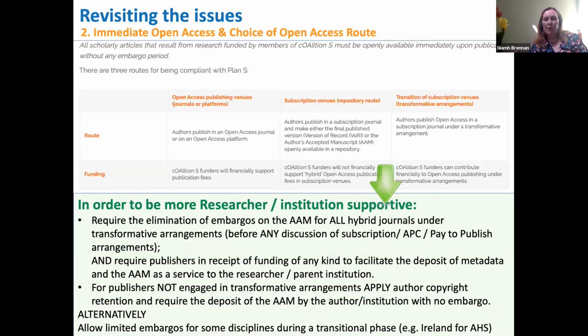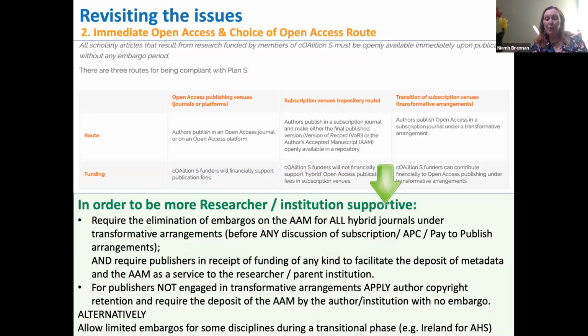Immediate open access and choice of open access routes, in order to be more researcher and institution supportive, requires the elimination of embargoes on all hybrid journals under transformative agreements before there's any discussion on subscriptions or APCs. That's the first thing. Before we sit down and talk to them, get rid of those embargoes on the AAM. And require the publishers in receipt of funding of any kind to facilitate the deposit of metadata and the content back to the parent institution.